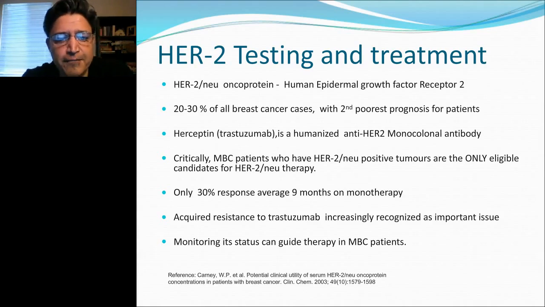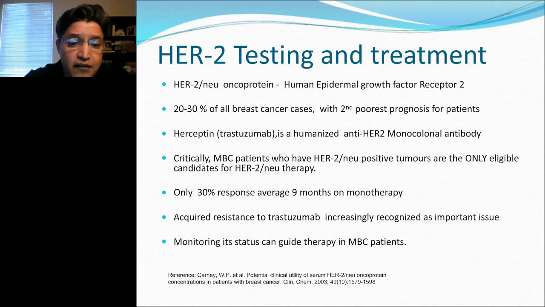It's very interesting. Anyway, a companion diagnostic was developed in conjunction, and you have to be positive for HER2 under that companion diagnostic in order to be eligible for treatment. Unfortunately, only about 30% of those eligible patients respond, and the average extension of life is only about 9 months, and this is on monotherapy. I'm sure there have been improvements since then, and there are new therapies that target other variants of HER2.